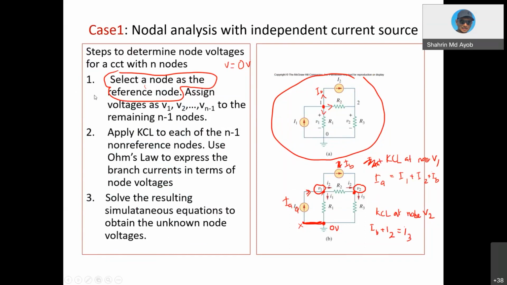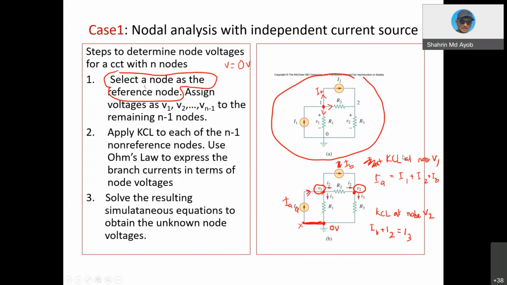So there are three steps actually. The first one is what we have already done. We set the reference node, and then we define the other nodes, which are V1 and V2. The second step is that you need to apply the KCL for every non-reference node, which we have already done, at node V1 and also node V2.